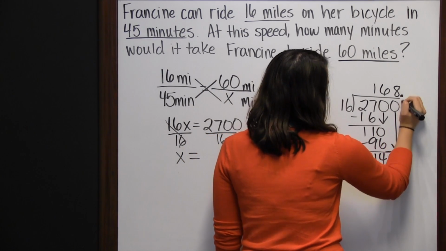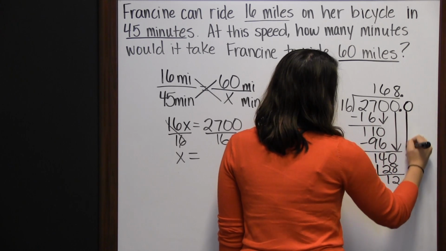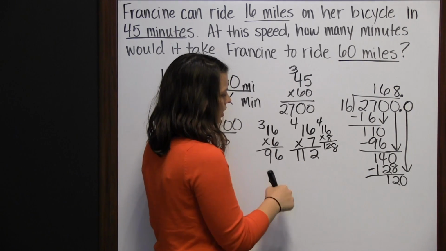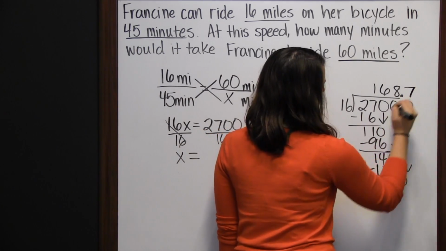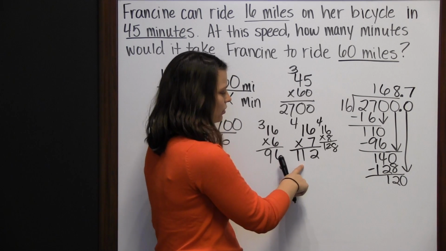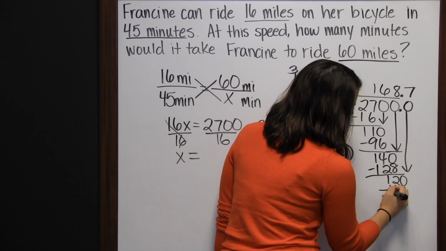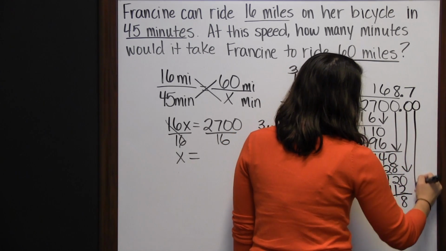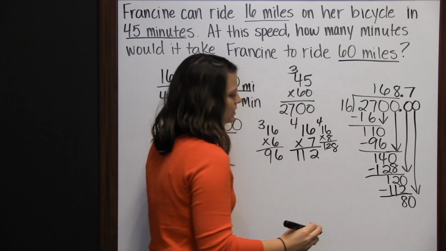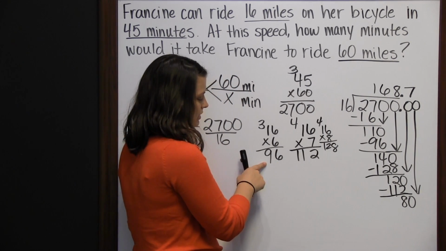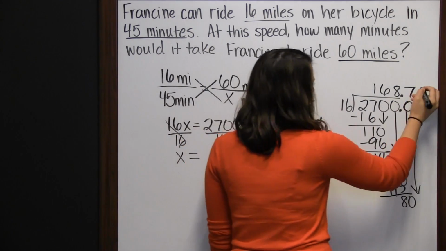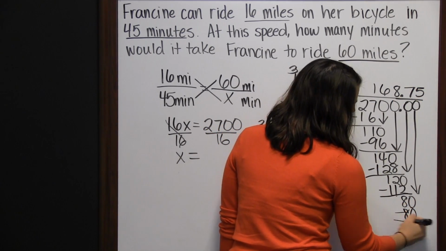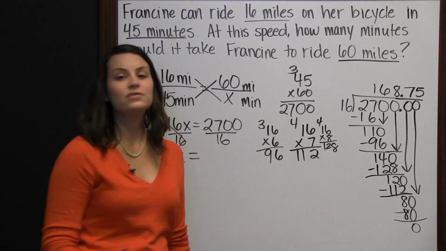So that means we need to add a decimal and a 0 and bring it down. 16 goes into 120 7 times. 16 times 7 we found earlier is 112. So we subtract and we get 8. We add another 0 and bring it down. And 16 goes into 80 less than 6 times, and actually exactly 5 times. 16 times 5 is 80. So we subtract and we get a remainder of 0.